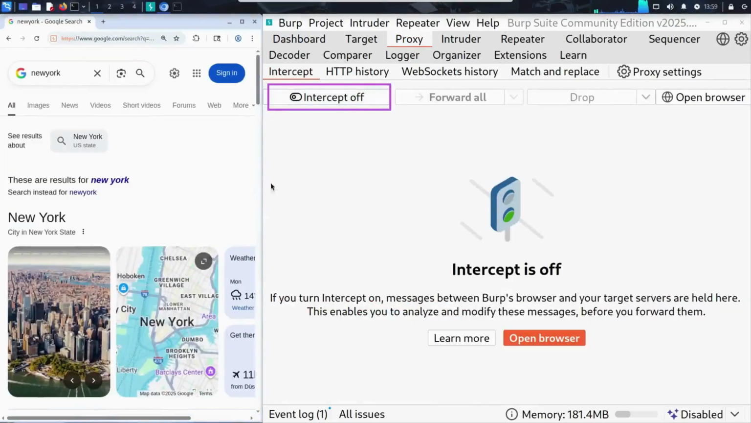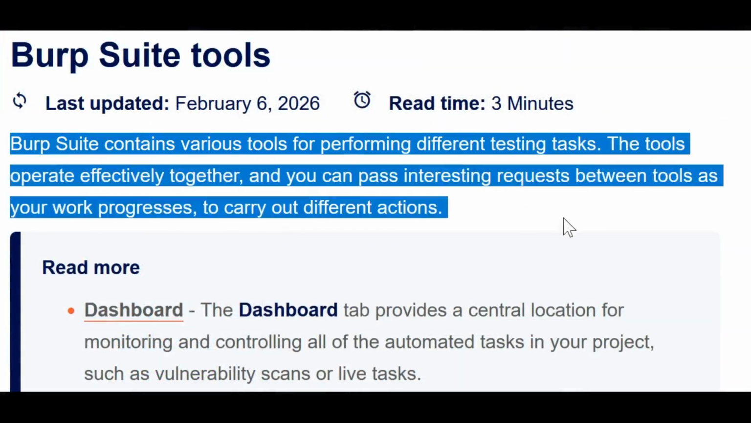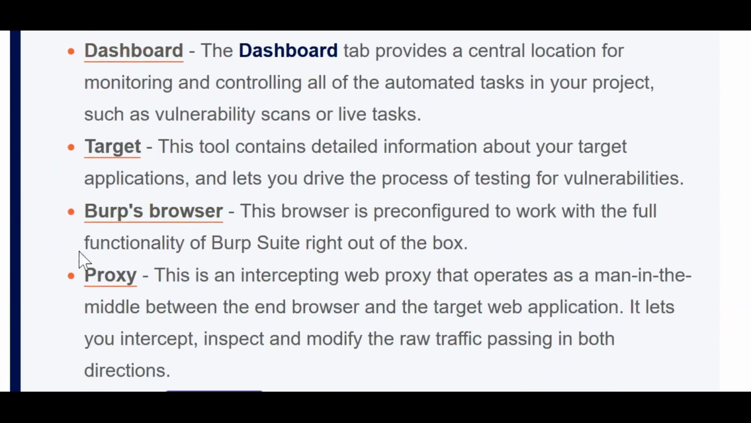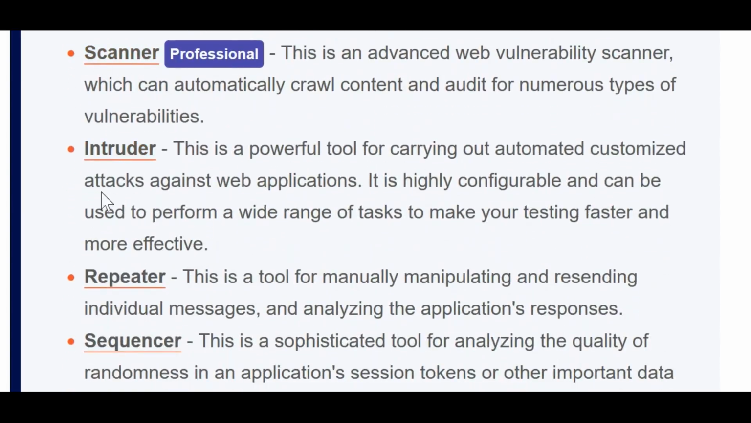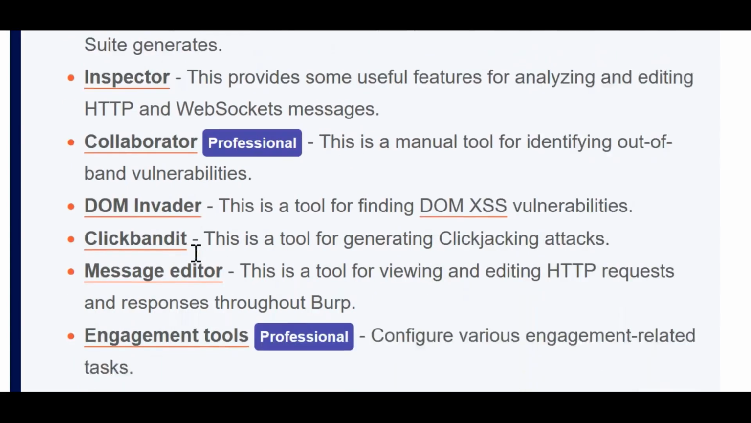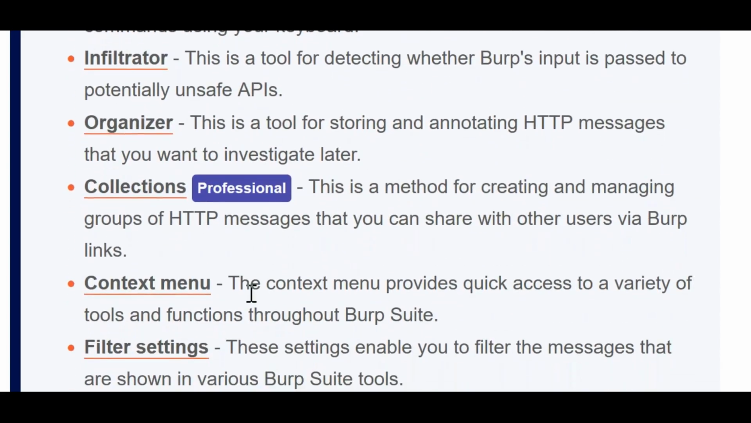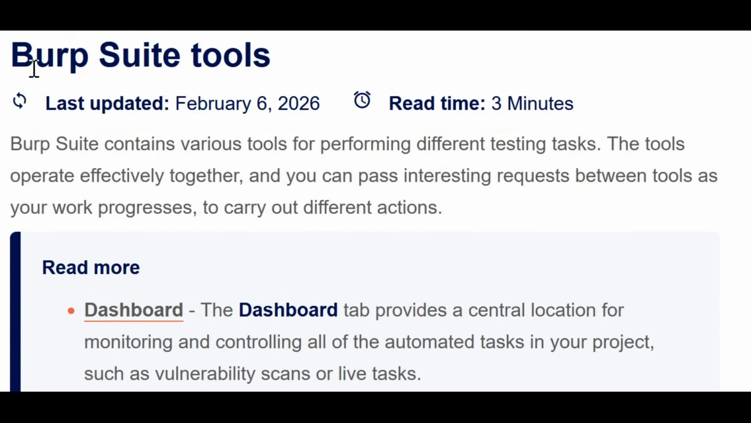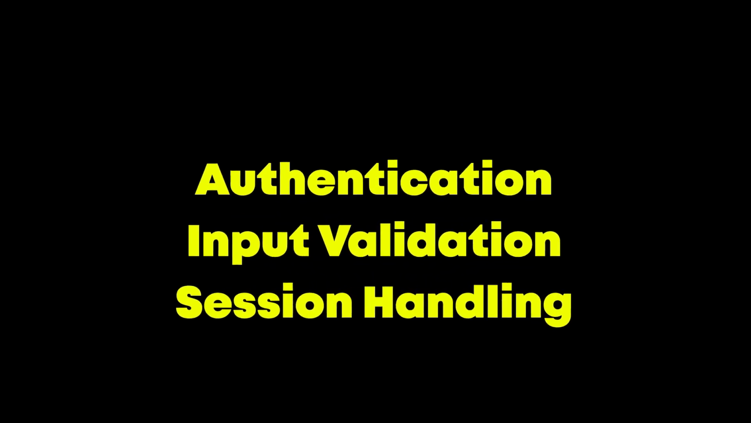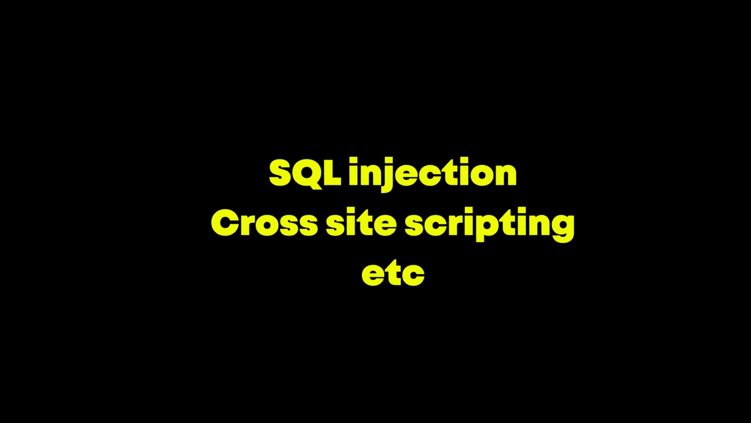for finding real-world vulnerabilities. In this course, we'll start by setting up Burpsuite correctly and understanding its interface. Then we'll dive into core tools like the proxy, repeater, intruder, decoder, and scanner, and learn how and when to use each one. You'll also learn how Burpsuite fits into real testing workflows. How to test authentication, input validation, session handling, and common vulnerabilities like SQL injection and cross-site scripting.